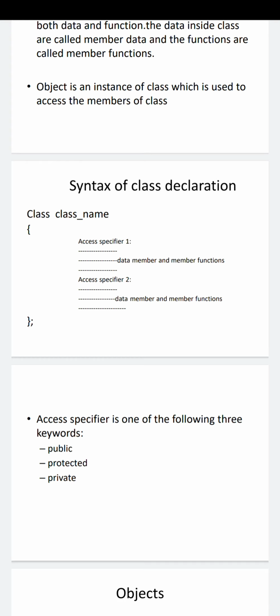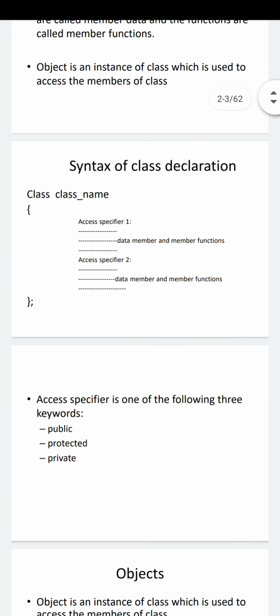Now syntax of it is like this. Initially you have to write class, which is a reserved word, after that space, and then the class name, bracket open, in the last bracket close, and the semicolon. In between you can write any number of data members, that is variables or functions.